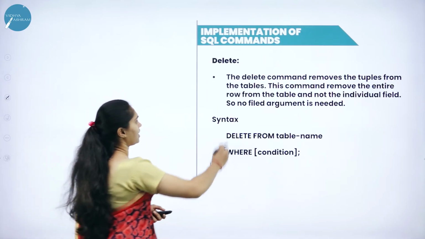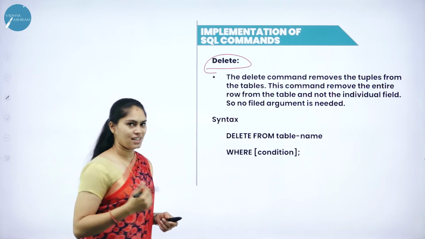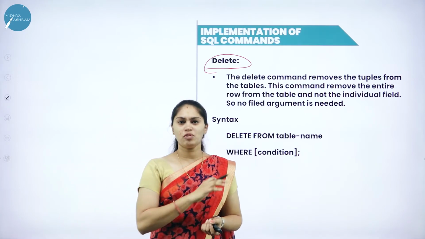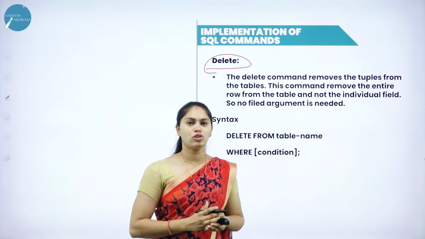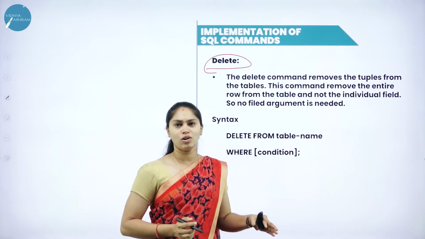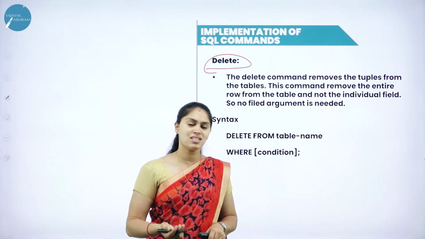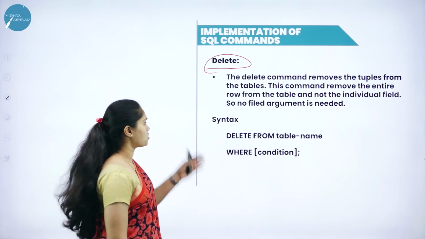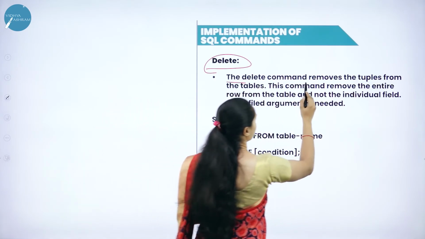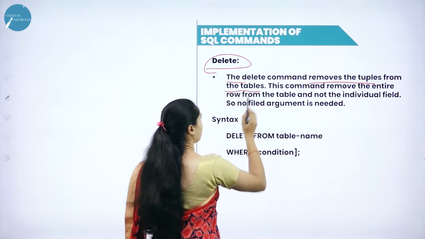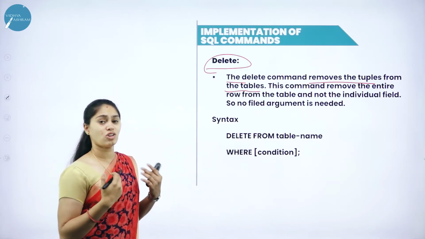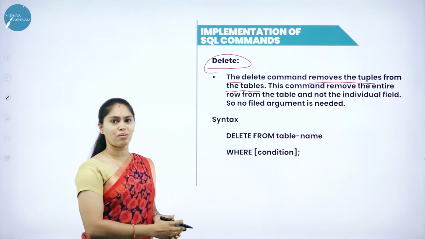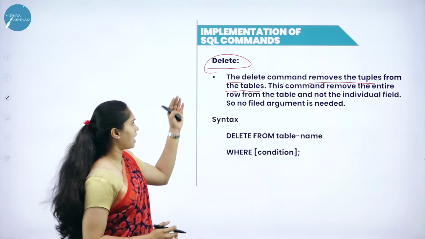We'll see about the delete. Already I have discussed regarding the delete and drop, right? If I wanted to delete the content of a row or a tuple, then I have to go with delete. If I wanted to delete an overall schema from my database, then I have to use drop. So here the delete command is going to remove the tuple from the table. It will just remove the content of that table, but it is not removing the overall schema from the database. So that is regarding delete.